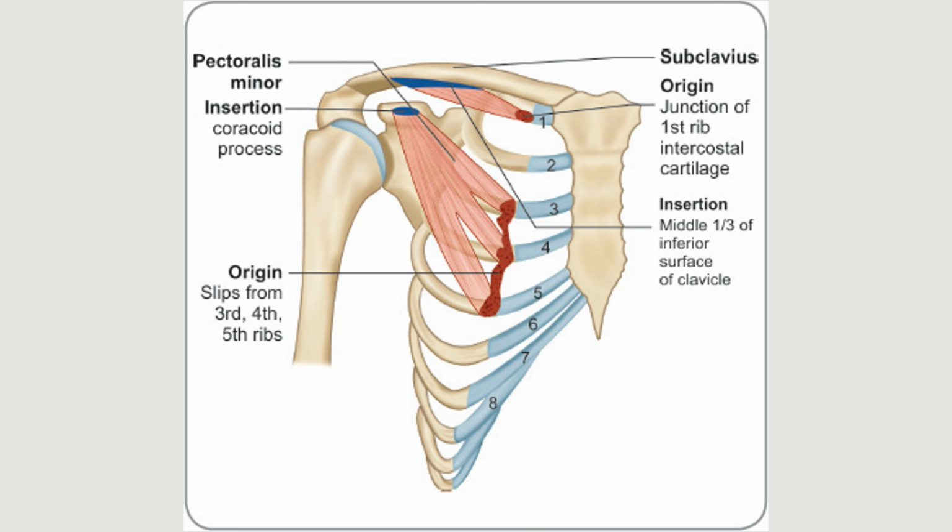The next one is the subclavius muscle, which is a small muscle found beneath the clavicle. As is clear from the diagram, it takes origin from the junction of the first rib and costal cartilage, and it is inserted to the inferior surface of the clavicle, in the middle 1/3 of the inferior surface of the clavicle. It is supplied by the nerve to the subclavius, which is from the upper trunk of the brachial plexus, and it steadies the clavicle during the movement of the shoulder.